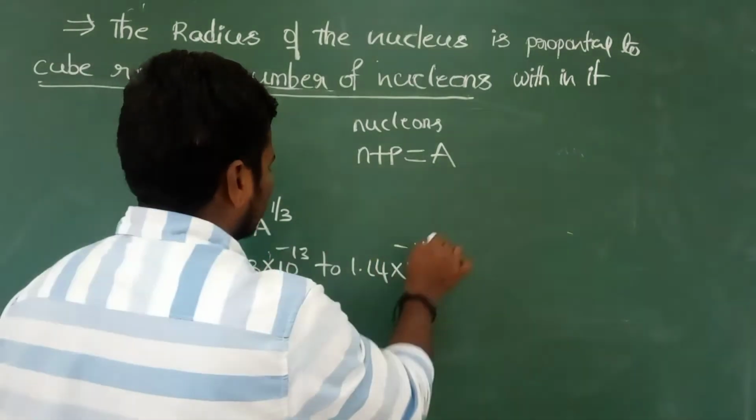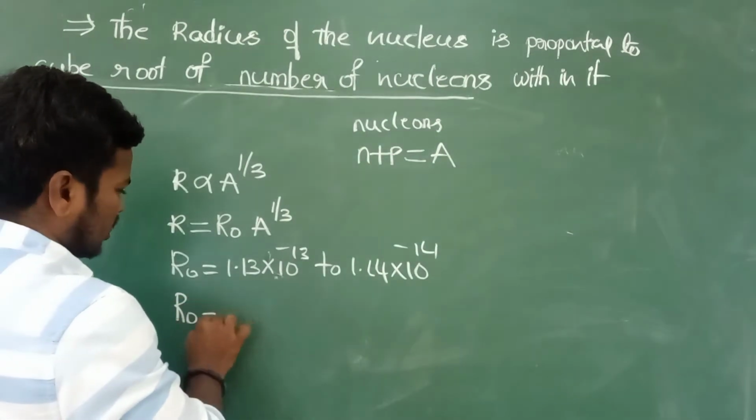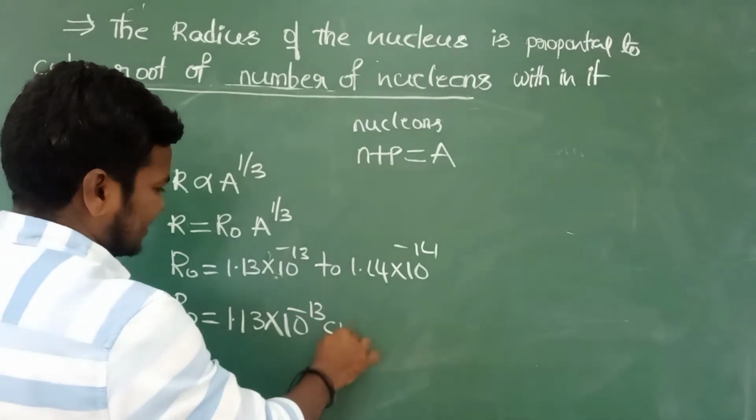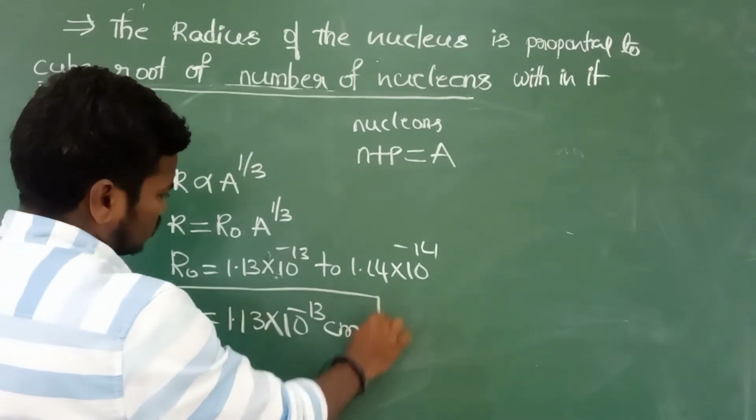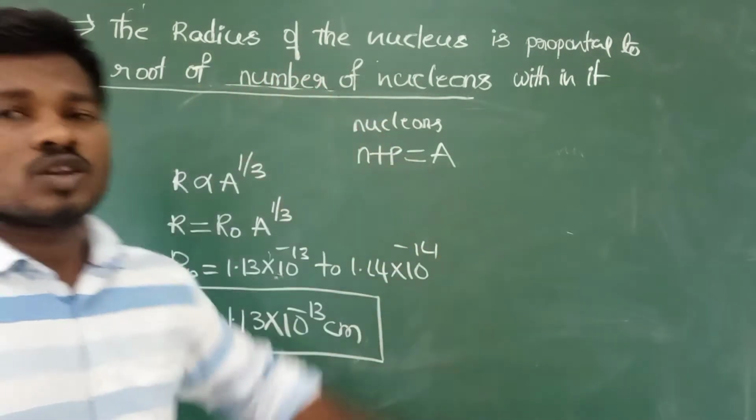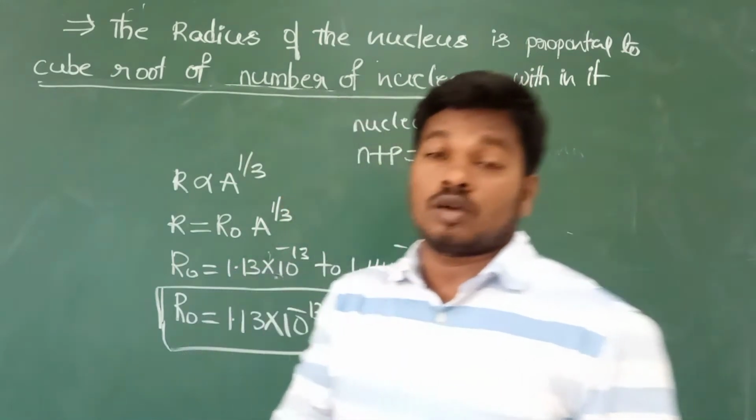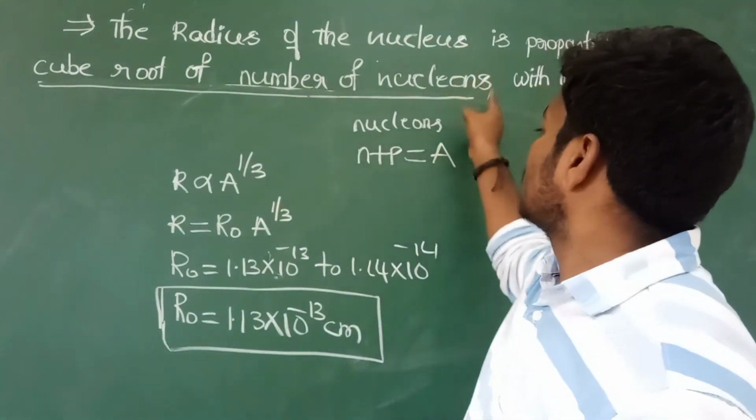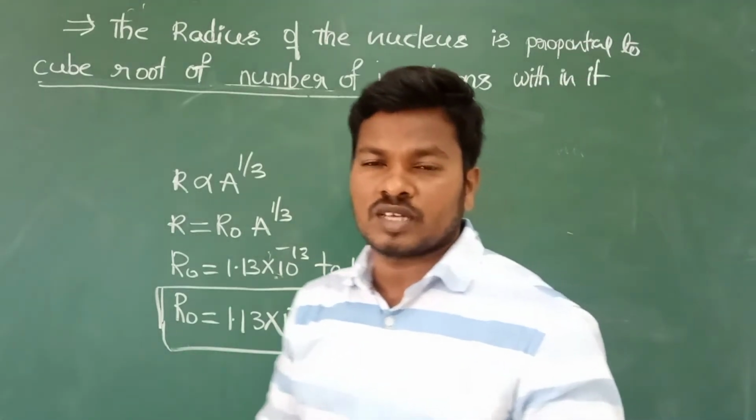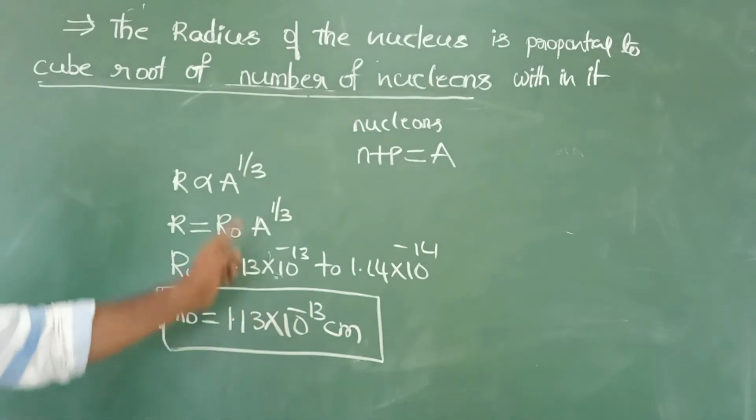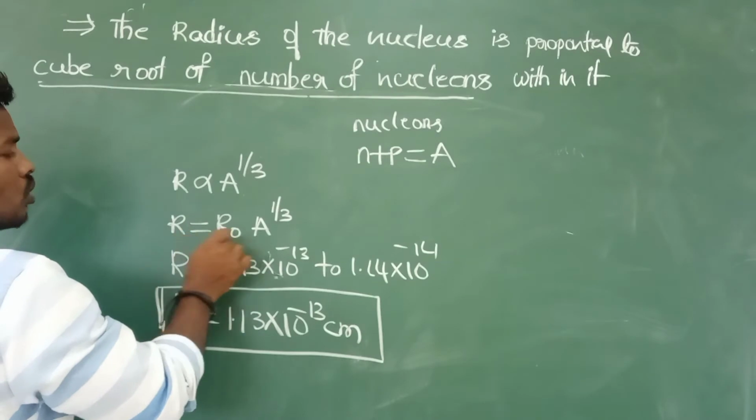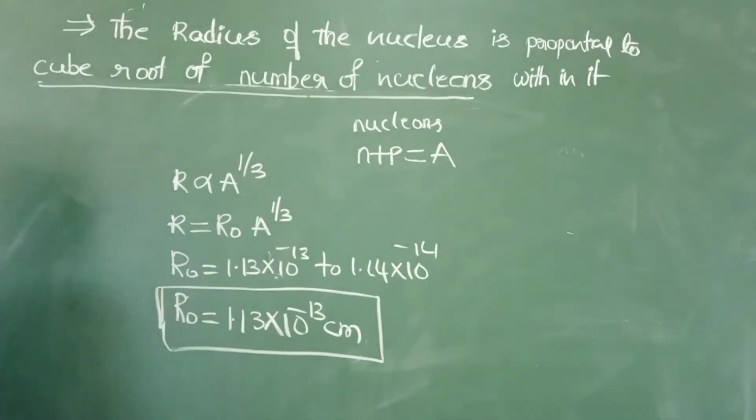So approximately you can take R naught equal to 1.13 into 10 to the power of minus 13 centimeters. This you have to remember. I think you understand this point. The radius of the nucleus is proportional to the cube root of the number of nucleons. Nucleons is nothing but neutrons plus protons. The sum of the neutron and proton numbers is also called the mass number. That's why R is proportional to A to the power 1 by 3, R is equal to R naught A to the power 1 by 3. We know the R naught value.